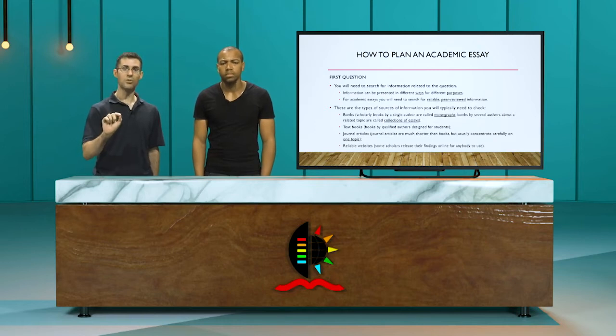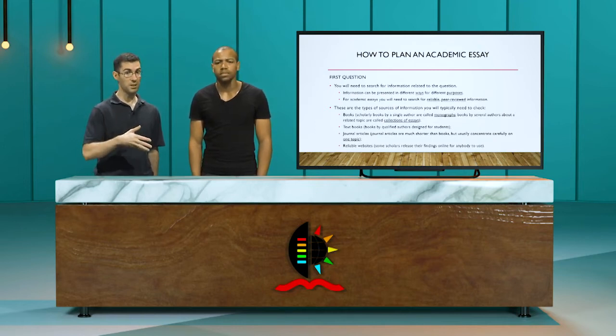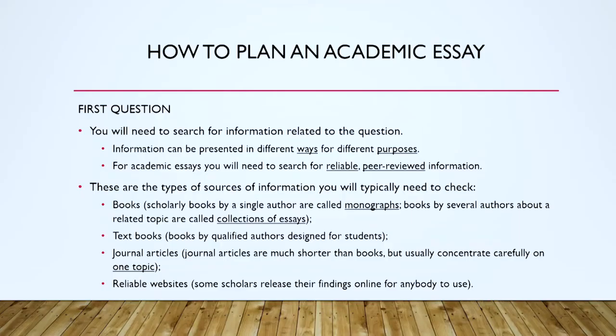You could use Google Scholar, which I've spoken about in the first video. If you use Google Scholar, you will find reliable peer-reviewed information. So search for the kind of information that you need for your question. Then, there are different types of sources, and we've gone through those sources. Books, you can get monographs or collections of essays. You can have textbooks, you can have journal articles, and, as I've said, reliable websites.